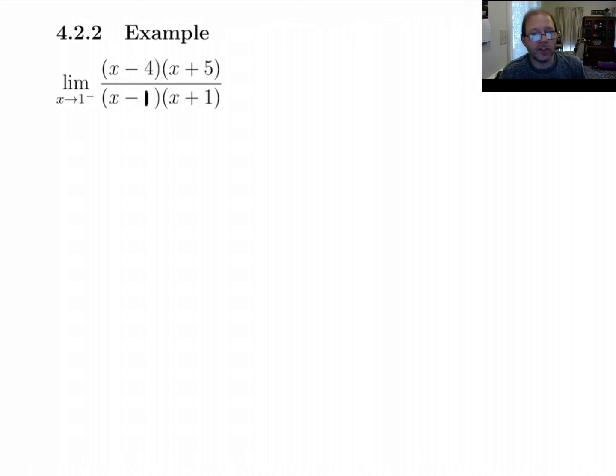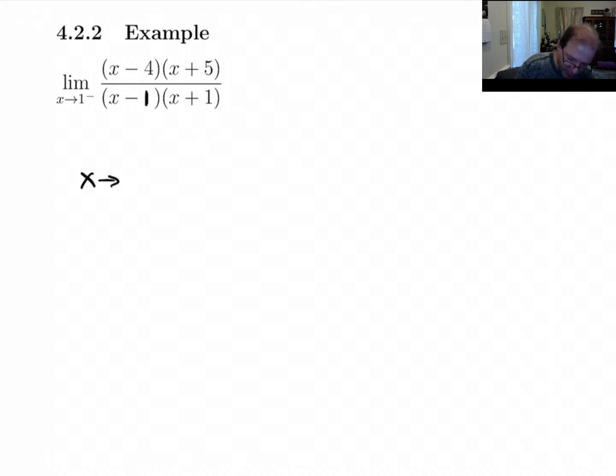Let's do a couple more examples where we have x approaching a vertical asymptote of a function. Now, in this case, we know that the function has a vertical asymptote at x equals 1 because we have this term in the denominator, x minus 1, that goes to 0 when x is 1, and this doesn't cancel away with anything on top.